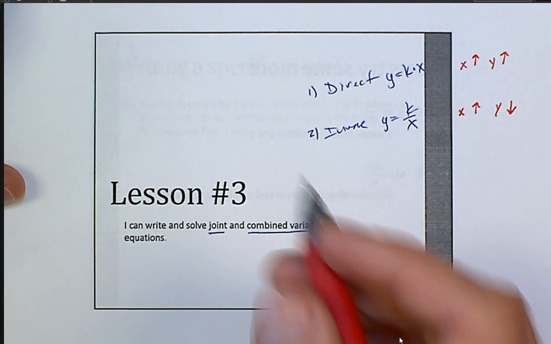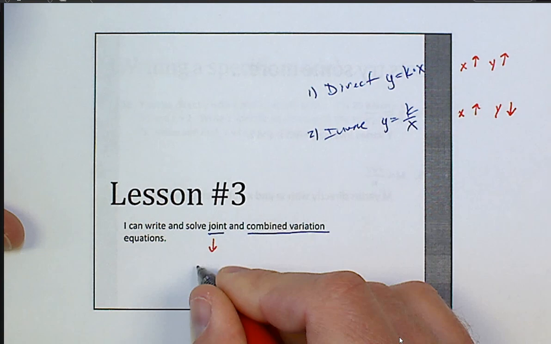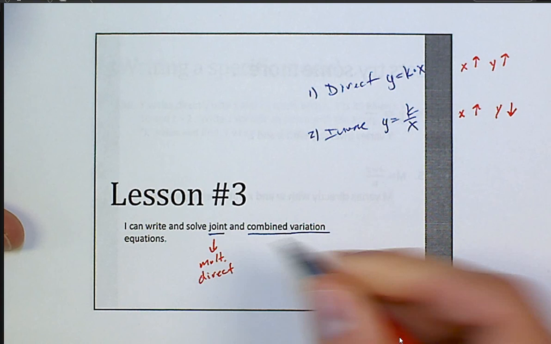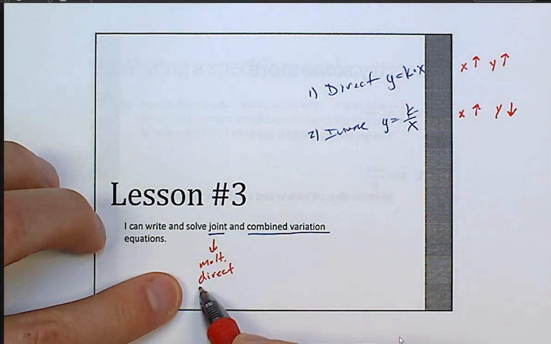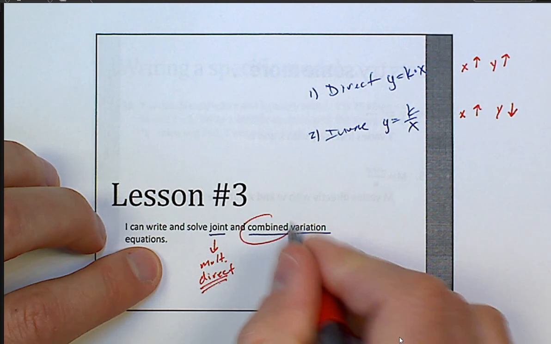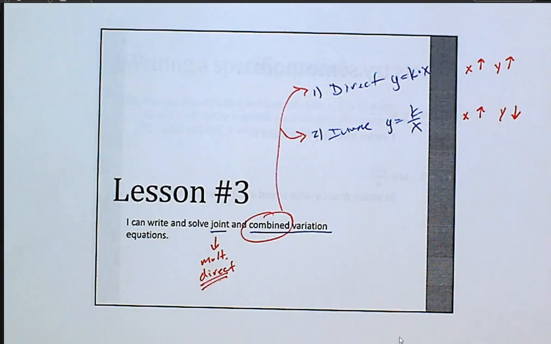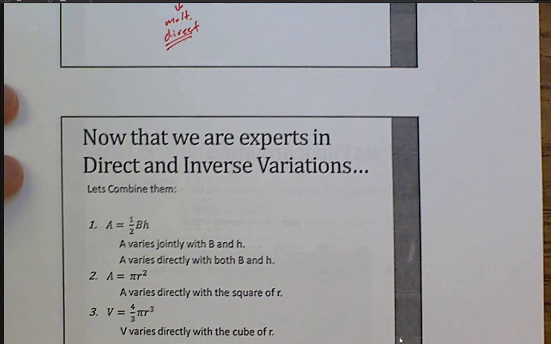The first thing I want to talk about is when you see the word jointly, that means basically multiple direct variations. Okay, so jointly has kind of a focus on direct variation, and I'll show you what I mean by that here in a second. Combined is when you're actually combining both of these together in one situation. So let's just jump right into some examples. Hopefully it'll all come into greater focus for you.